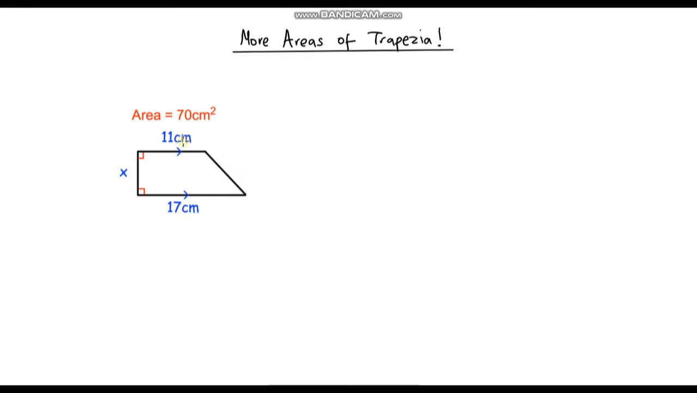So what did we look at last lesson? Well, we looked at calculating the area of a trapezia. So just as a bit of a recap, how do we calculate the area of a trapezia? Well, we add the two parallel sides together, so we could label these A and B. Then we multiply that by half of our height.